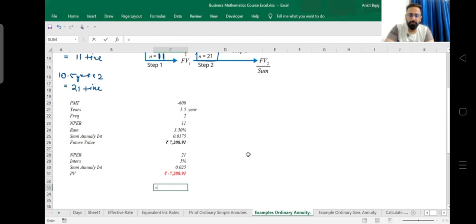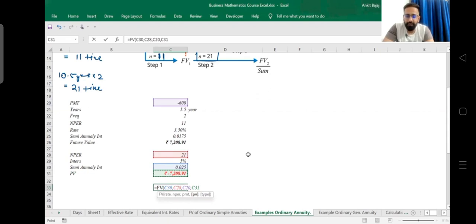Now I will apply the future value formula again. So it will be rate, I will take 0.025, semi-annual interest rate, NPR is 21, then payment is 600, still you are investing 600 every 6 months, then present value is going to be this, right? The future value of the previous 5.5 years is going to be the present value for you now. So it is like opening and closing balance. Then you have to write down 0 here, and you have to close the bracket, and you will get this answer. Right?